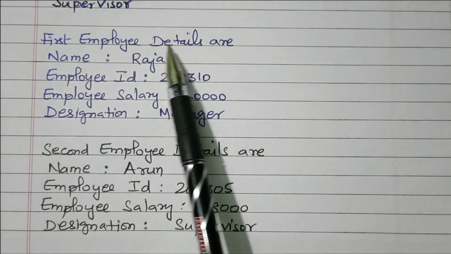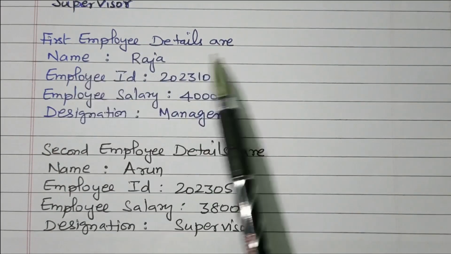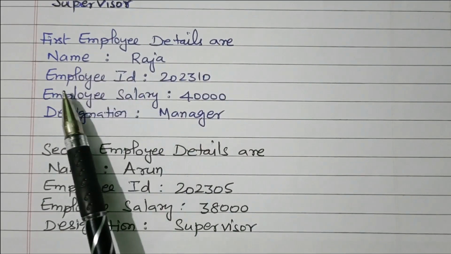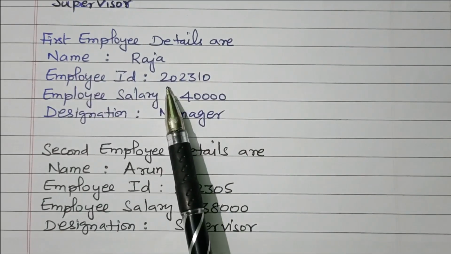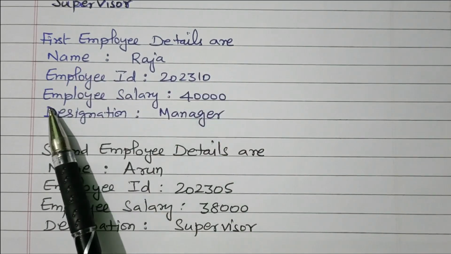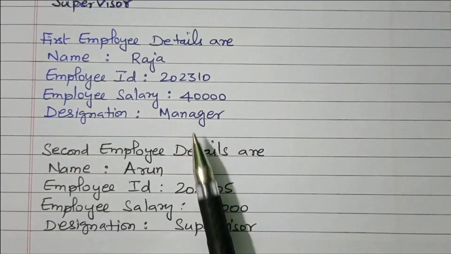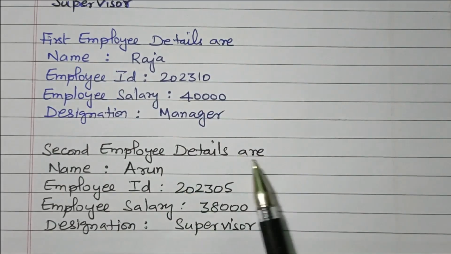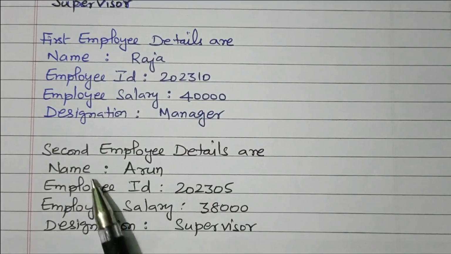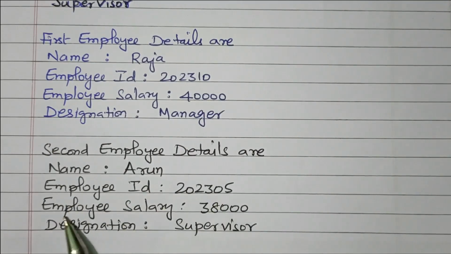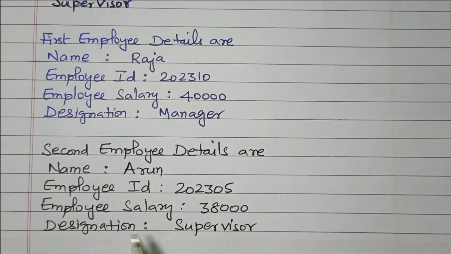See, the first employee details go to the next line because here we use \n. Name: Raja. Employee ID: 202310. Employee salary: 40,000. Designation: manager. The second employee details go to the next line. Name: Arun. Employee ID: 202305. Employee salary: 38,000. Designation: supervisor. So we got the output also.